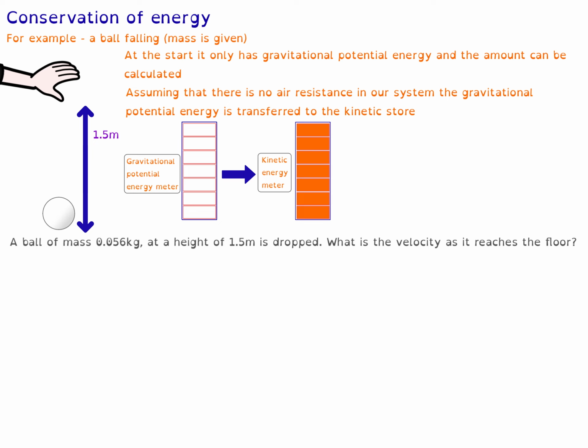First, we need to work out our gravitational potential energy, which is mass times gravitational field strength times the height. And this is 0.056 multiplied by 9.8 multiplied by 1.5.